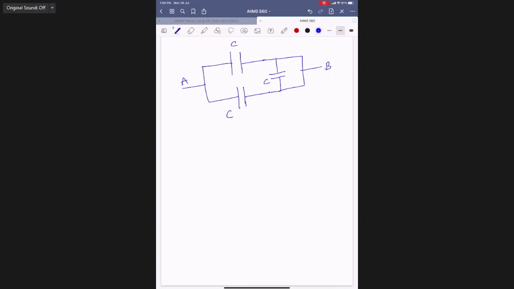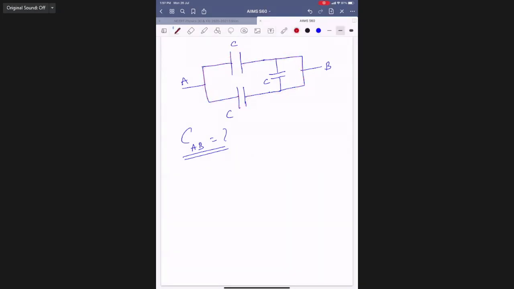Three capacitors are given like this. He's asking what is the effective capacity C across A and B terminals. Now, you see, this is a conducting wire. Conducting wire means potential will be the same at all points. So this is connected to A, this is also connected to A, and the other ends are connected to B. That means these two are in parallel now.